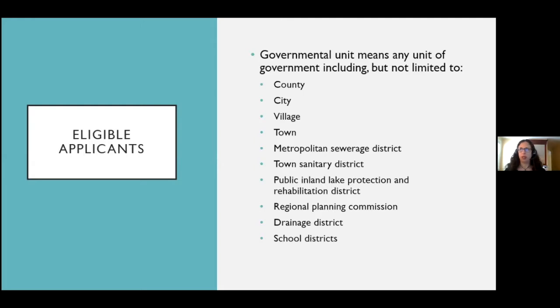So who is eligible to apply for a TRM grant? Eligible applicants are governmental units. So a governmental unit means any unit of government, including but not limited to the following. So for example, a county or a city or a village, or the other governmental units listed here on the slide.